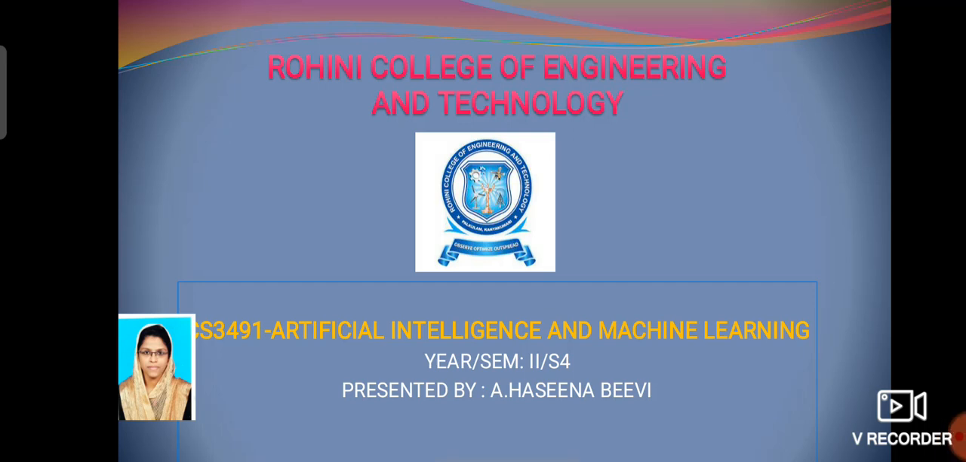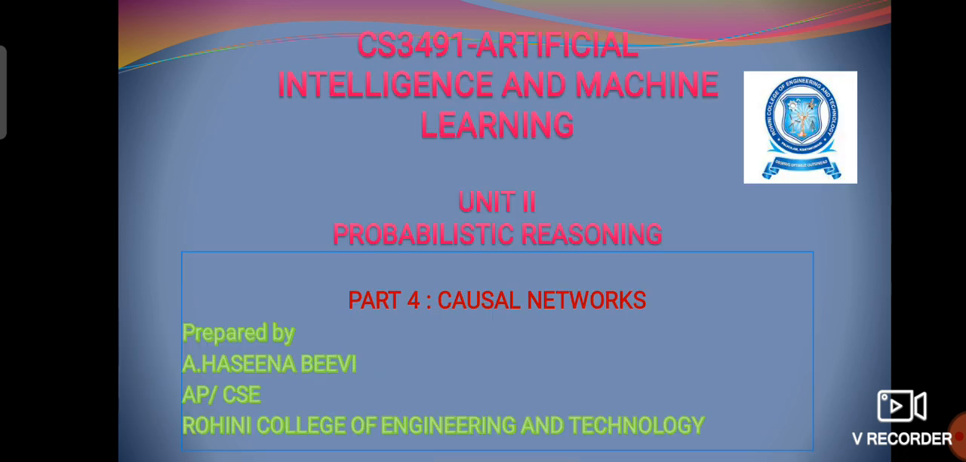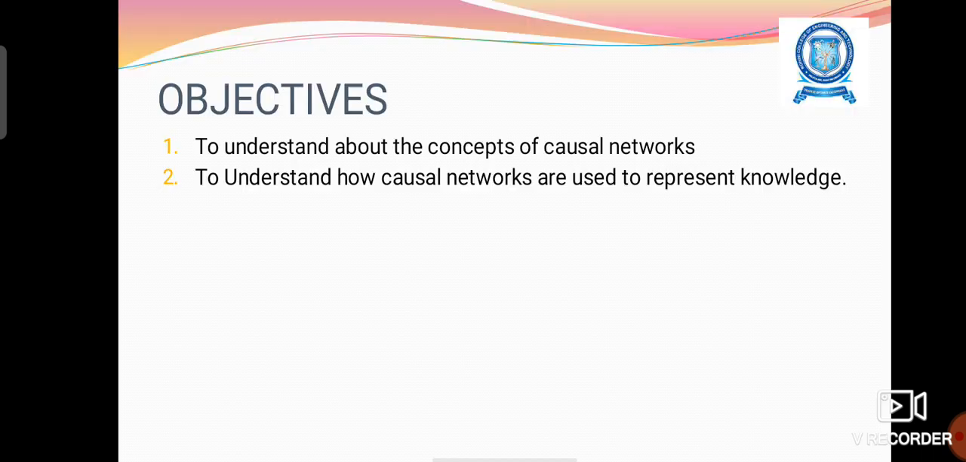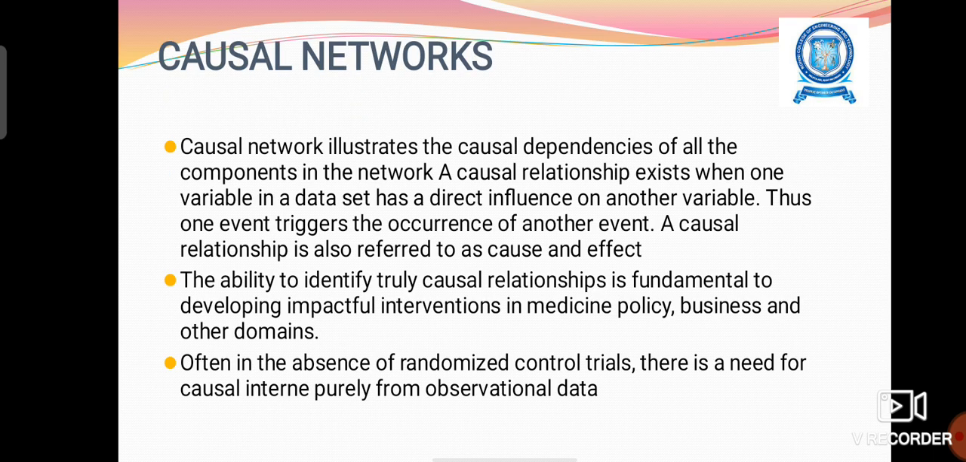Hello viewers, in this video lecture we are going to see one topic, causal networks, from the second unit of artificial intelligence and machine learning. The objectives are to understand the concepts of causal networks and to understand how causal networks are used to represent knowledge in AI.